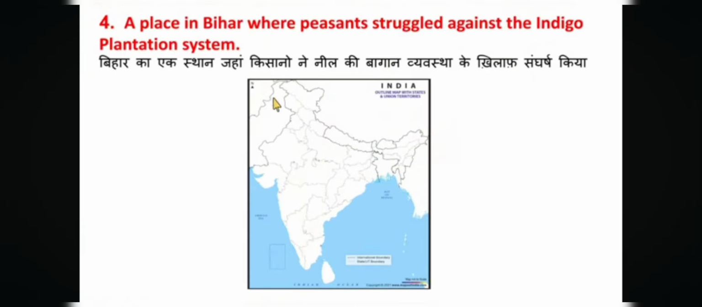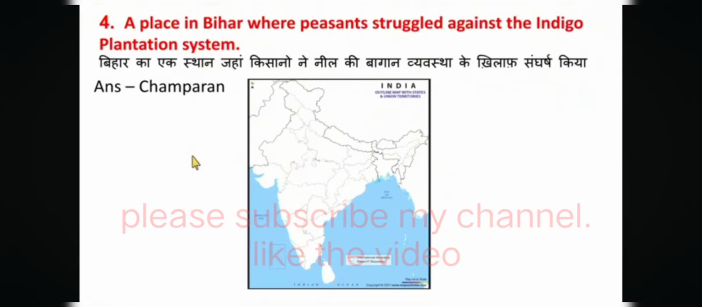Okay? Let's move on. The next question here is about a place in Bihar where peasants struggled against the indigo plantation system. That place in Bihar where peasants struggled against the indigo plantation system. So which place in Bihar was that? That place was Champaran. Now, you know where Bihar is located. You have to locate Champaran on the map like this.